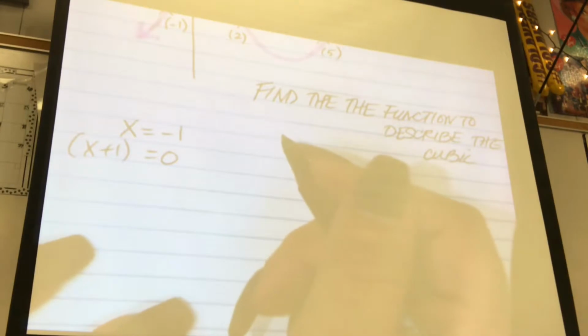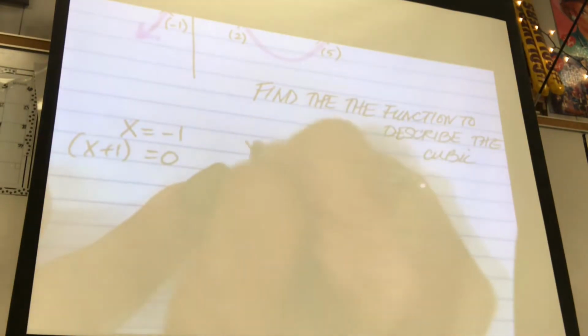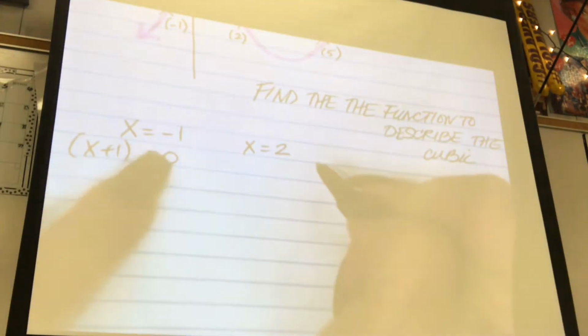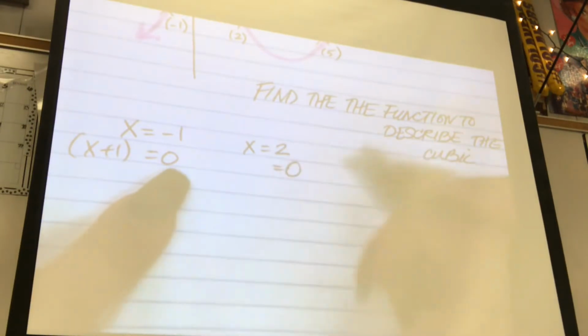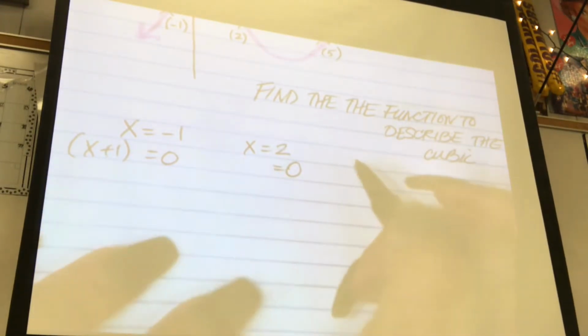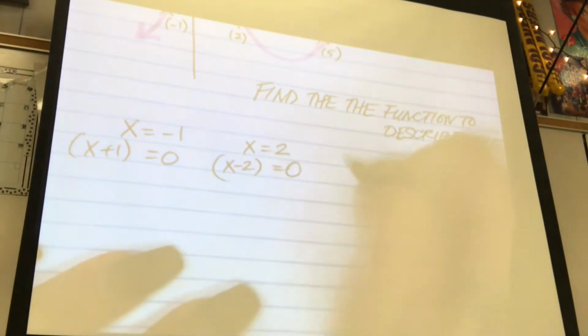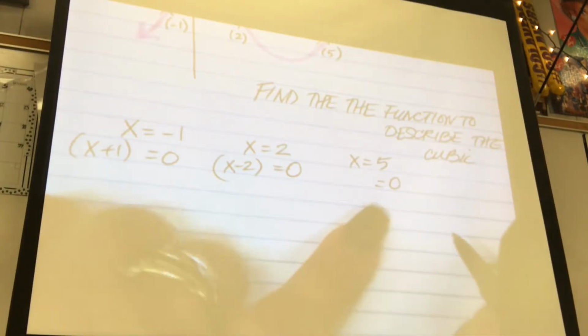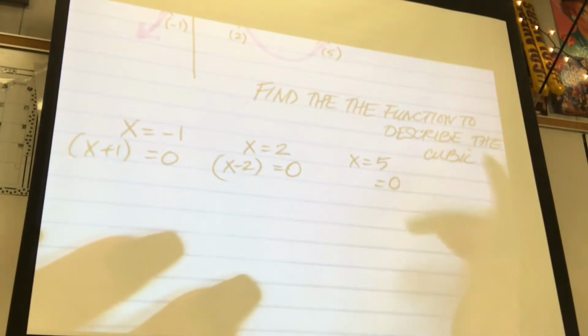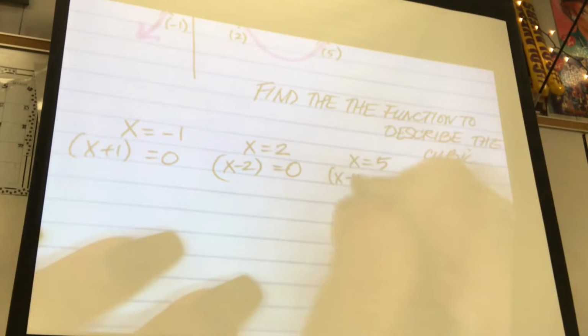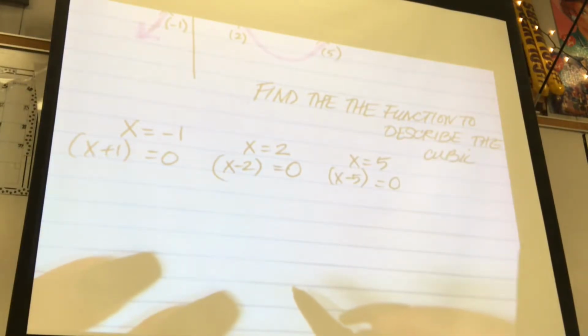Are you guys with me? Yay or nay? The other zero is x equals 2. If I want to know what it was before I solved, what was it? x minus 2. Very good. x equals 5. If I wanted it to equal 0, what would I do with that 5? x minus 5. So far, so good?